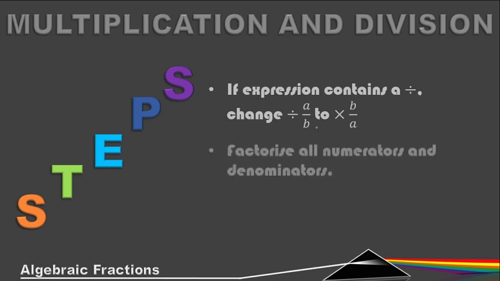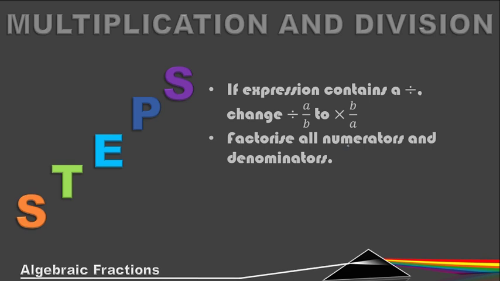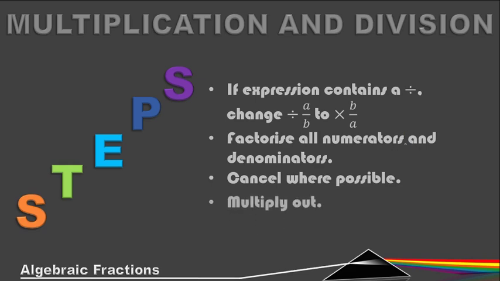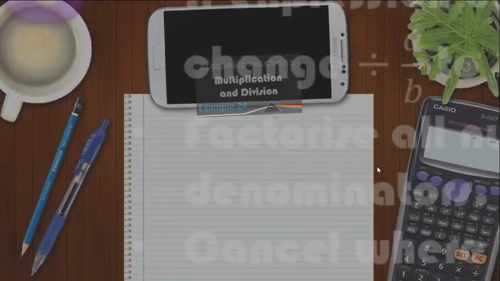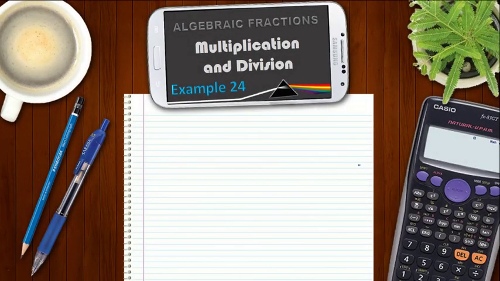The second step is to factorize all the numerators and the denominators. Then we cancel where possible, and then we multiply out, and then we simplify if possible. Now for the first example, example 24, we have the following. So the first step said if we have a division, we have to change it to multiplication. So we need to change this to multiplication and swap these two around.